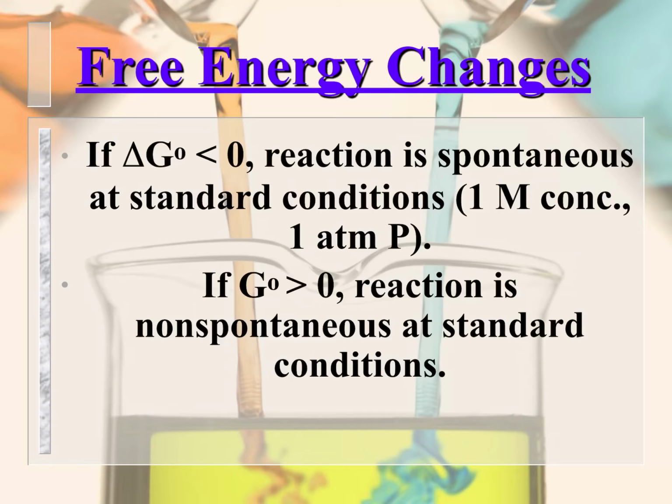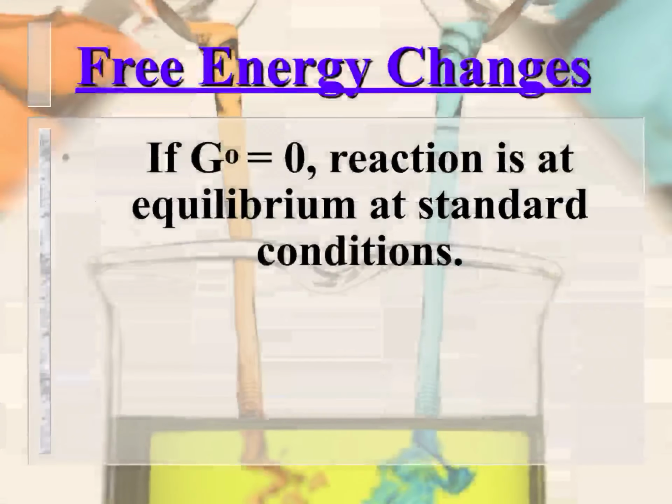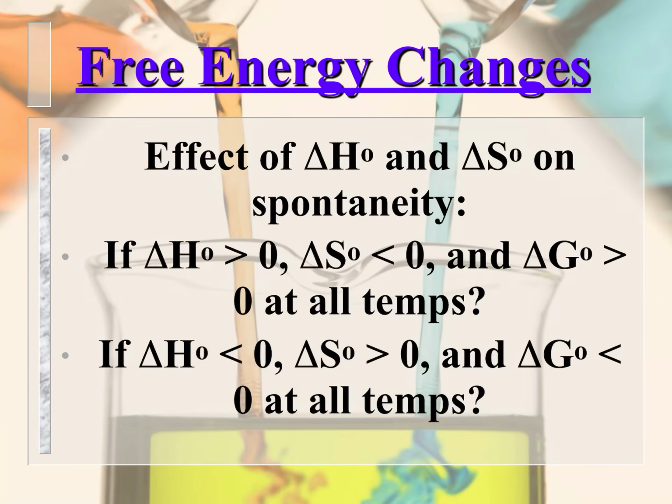Now, here's the thing. If delta G is negative, they're talking about the forward reaction. The forward reaction is spontaneous, so that means the reverse reaction is non-spontaneous. And for delta G greater than 0, the forward reaction is non-spontaneous, but the reverse is spontaneous. And if delta G naught equals 0, that doesn't mean the reaction is not occurring. It just means that we have reached a condition of equilibrium between the forward and reverse reactions.